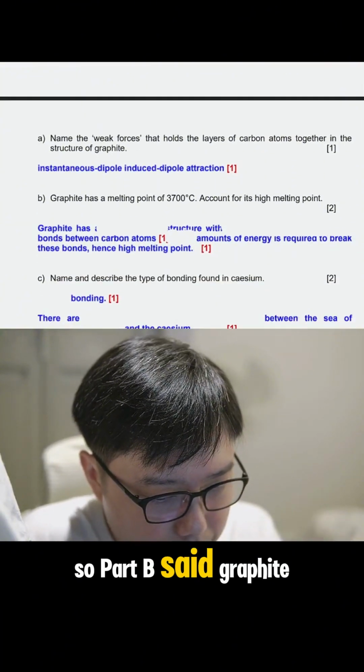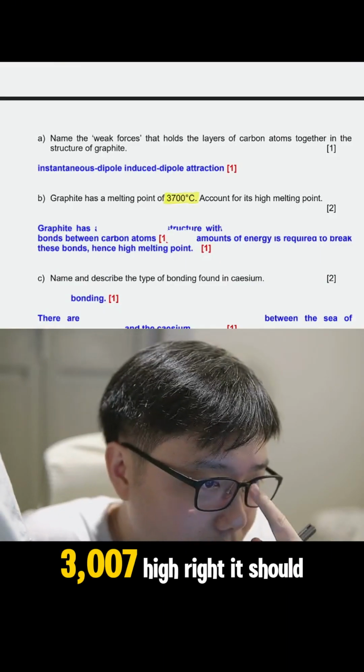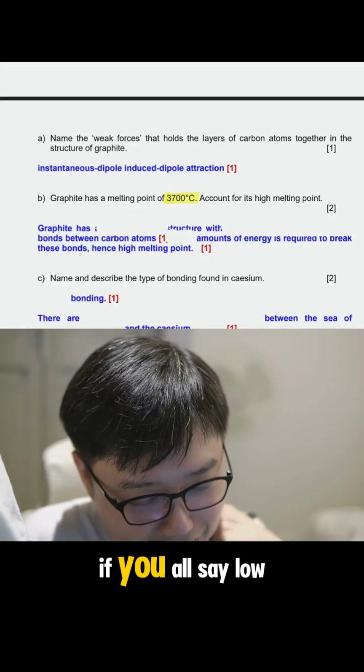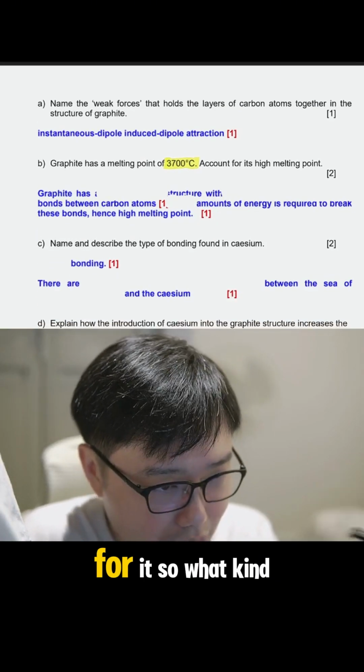Okay, so part B, say graphite has a melting point of 3700. Is it high or not? 3700. High, right? It should be very high. If you all say low, then something is wrong. It's a very high melting point. Okay, so we want to account for it.